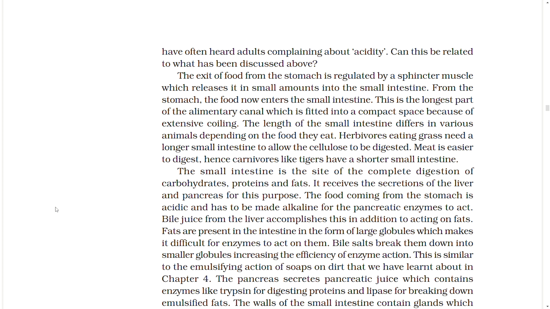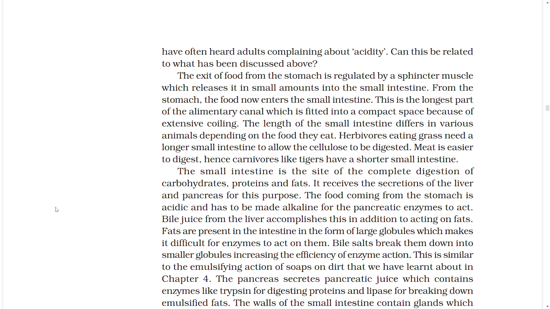The small intestine is the site of the complete digestion of carbohydrates, proteins, and fats. It receives the secretions of the liver and pancreas for this purpose. The food coming from the stomach is acidic and has to be made alkaline for the pancreatic enzymes to act. Bile juice from the liver accomplishes this, in addition to acting on fats.